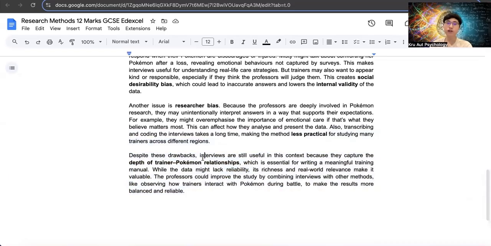Then the last one: despite these drawbacks, interviews are still useful in this context because they capture the depth of trainer-Pokemon relationships. So A1 would be saying that there is depth. Interviews collect in-depth, detailed responses, information on a particular topic. Then AO2, which is essential for writing a meaningful training manual. It's quite short, the final paragraph.